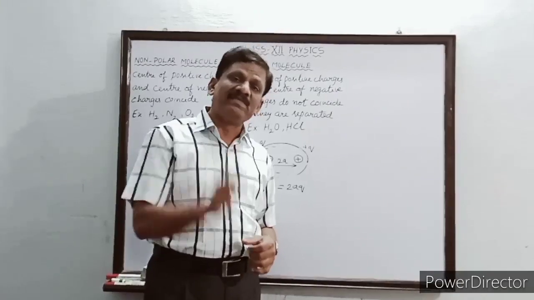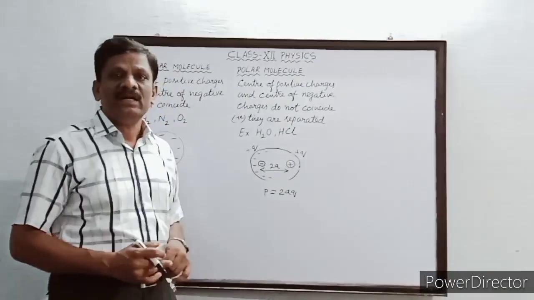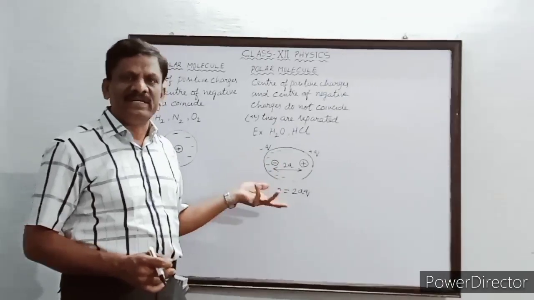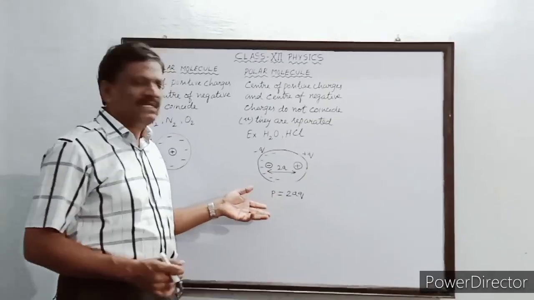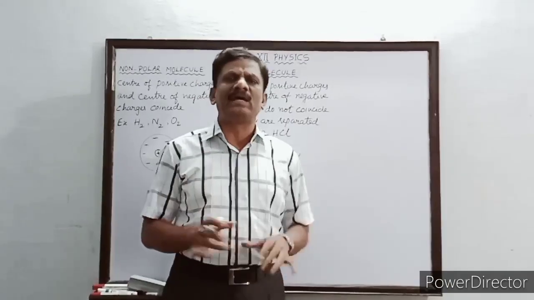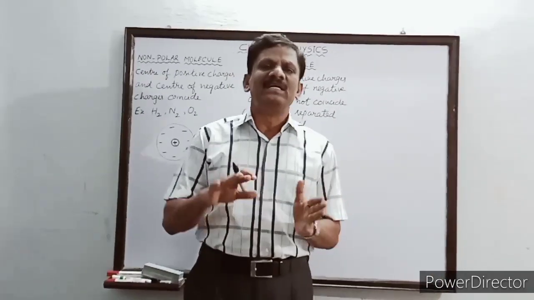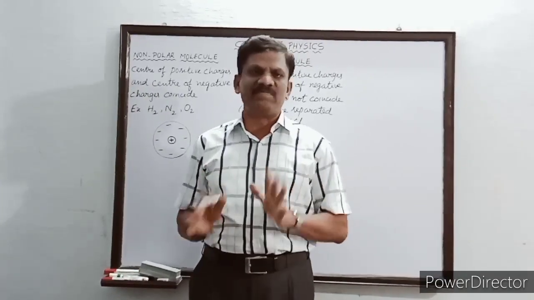And what is the shape of such a molecule? You just observe. It is not a sphere, so it is an ellipse or ellipsoid shape. Understand? So now we have defined a non-polar molecule and a polar molecule. There are some points of distinction between these two types of molecules.